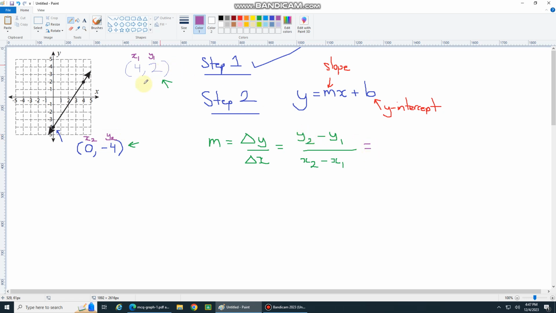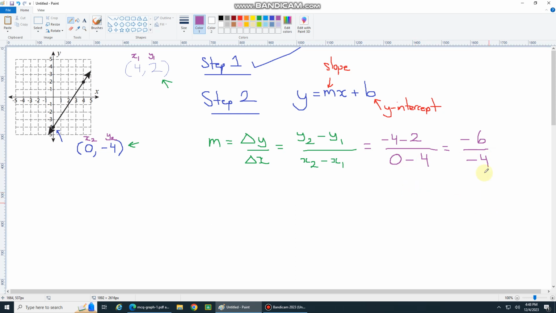And now let's just plug it in. Our y2 is -4 minus, and my y1 number is a +2. You see that? That's all you got to do, substitute. My x2 number is a 0 minus, and my x1 number is a +4. There we go. I substituted all my numbers, and now I just need to solve it. -4 minus 2 is -6. 0 minus 4 is -4.